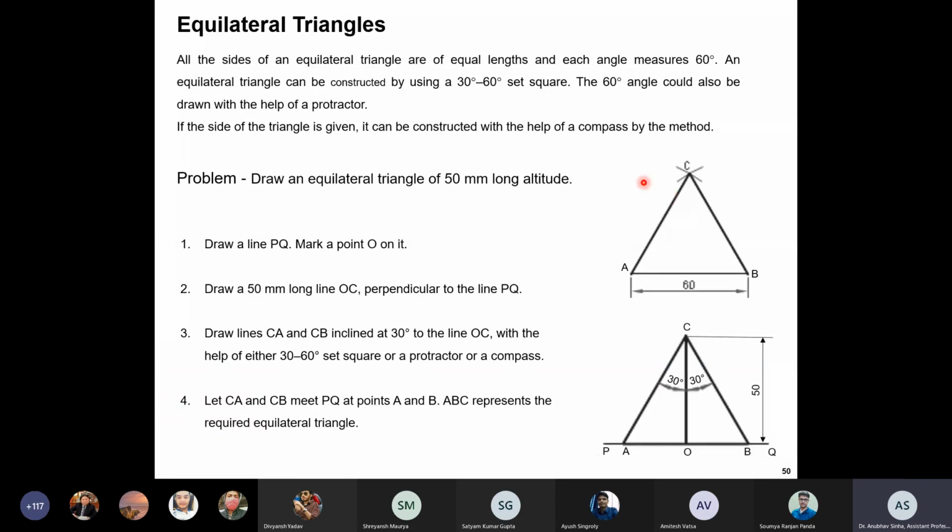So equilateral triangle, you all are aware: you make a side and take this as a radius, mark an arc from here, and from B as a center mark another arc, you will get point C. Another method is that you make a perpendicular, make two 30-degree angles, join them, and it will be your equilateral triangle.